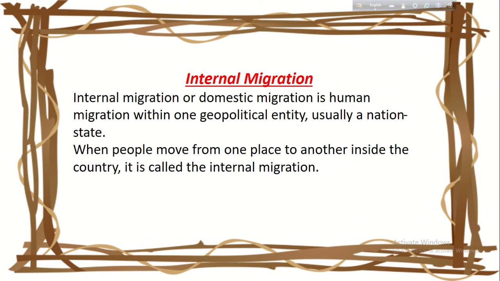So what about internal migration? Internal migration or domestic migration is human migration within one geopolitical entity, usually a nation state. So when people move from one place to another inside the country, it is called internal migration. And there is intra-regional migration also, that means people movement from one place to another within a region. Suppose village to village, village to town, town to village, town to town, etc. These are the kinds of internal migration. And for this internal migration, the economic cause is solely responsible.